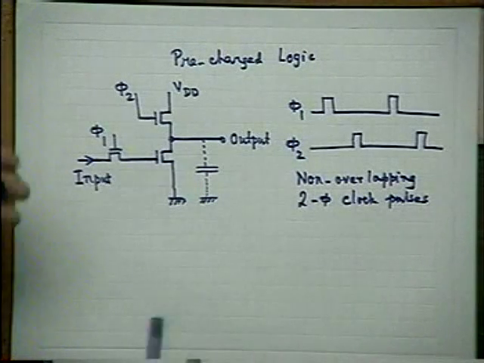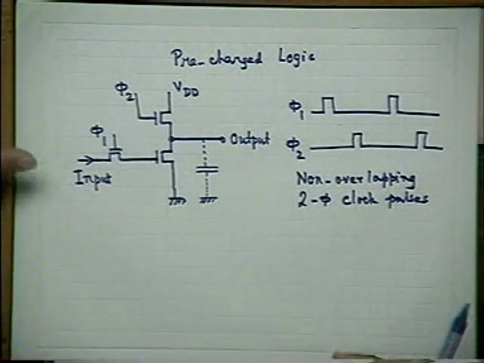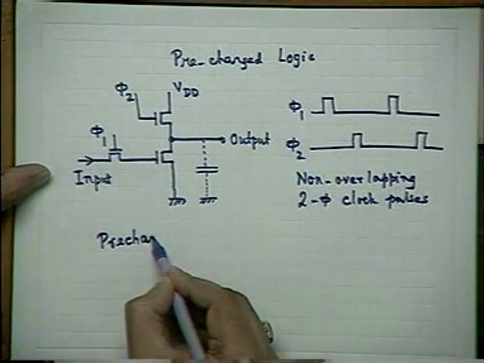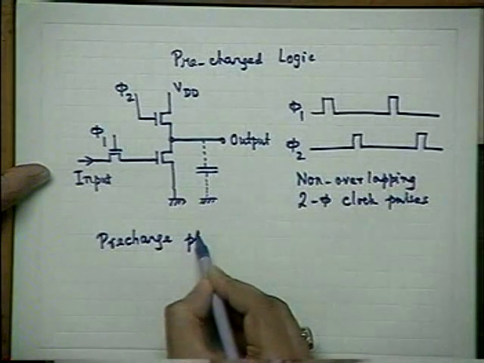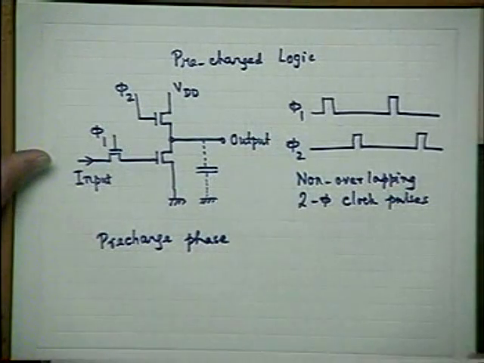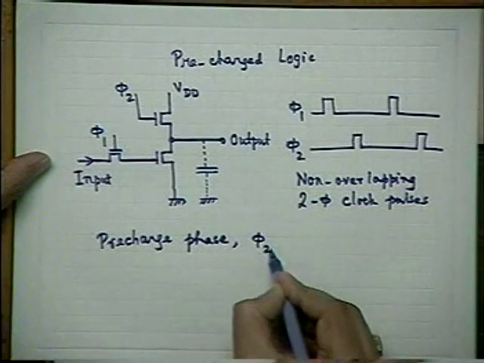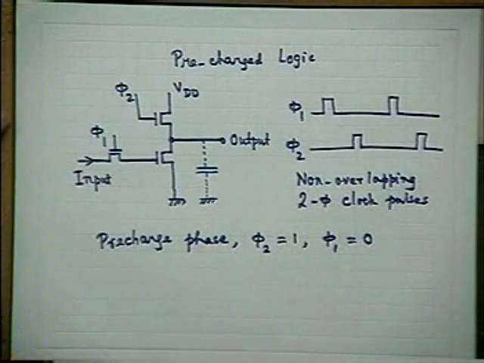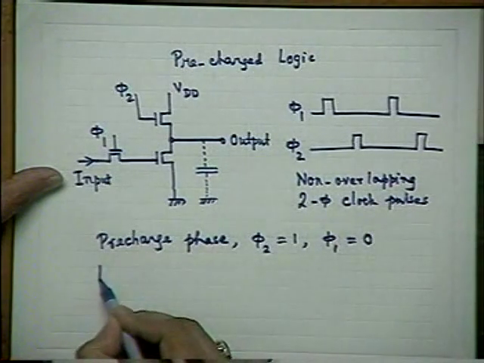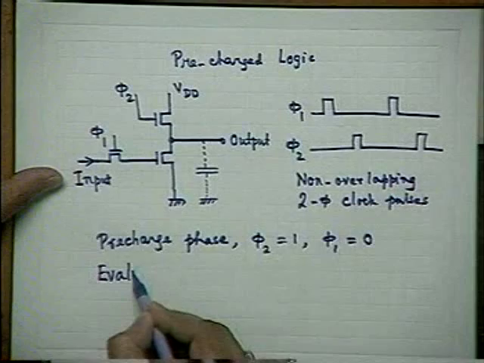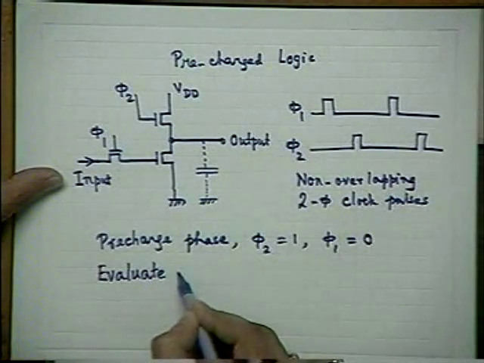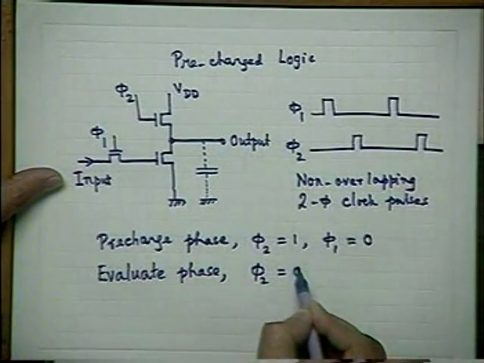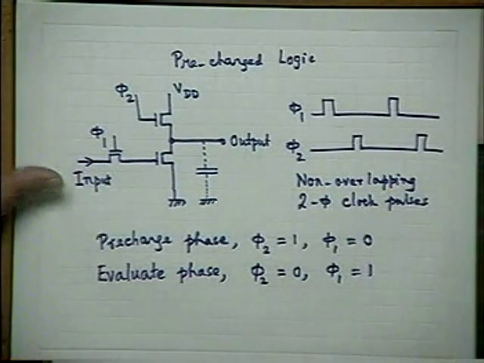Now, in this case, we normally speak of two phases of operation. One is called the precharge phase, for which phi 2 is high and phi 1 is low. And the next phase is called the evaluate phase, for which phi 2 is low and phi 1 is high.